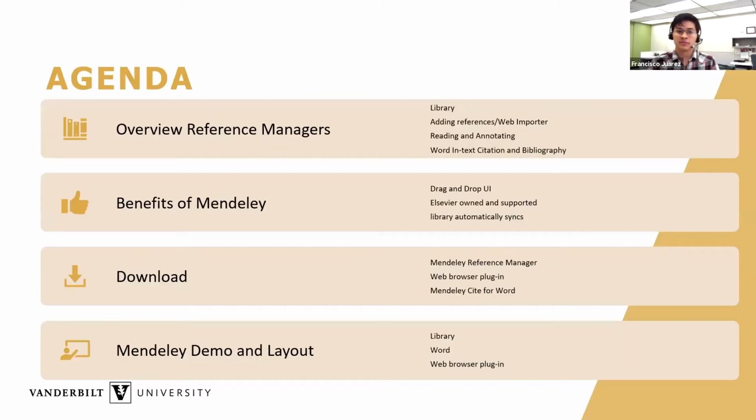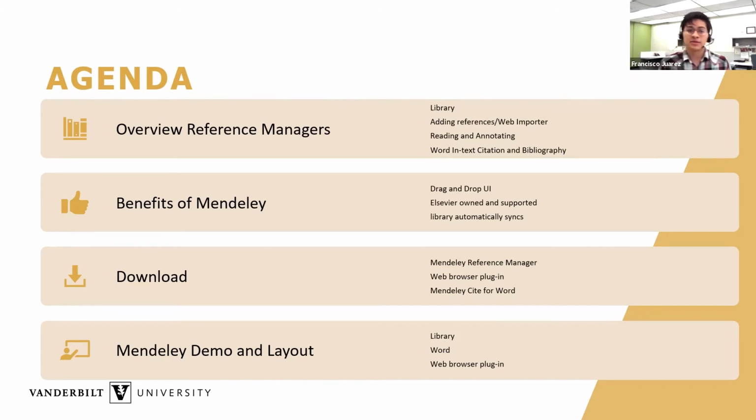So we're going to be discussing a bit of the agenda. Initially, we're going to give an overview of reference managers in general. We're going to talk about how they're effectively a library for all your references, and how you can add references with the web importer. Then we're moving on to reading in these applications. Mendeley in particular has a PDF reader installed within the desktop application. Then, one of the features people use the most is the in-text citation in Word, the ability to automatically generate bibliographies and citations.